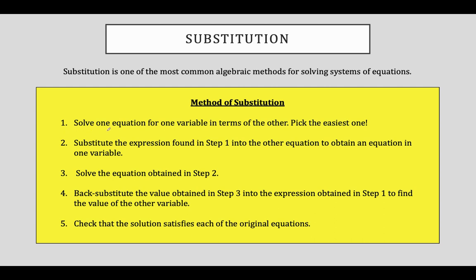Number 1, solve one equation for one variable in terms of the other. Pick the easiest one. 2. Substitute the expression found in step 1 into the other equation to obtain an equation in one variable. 3. Solve the equation obtained in step 2. 4. Back substitute the value obtained in step 3 into the expression obtained in step 1 to find the value of the other variable. And finally, check that the solution satisfies each of the original equations. Plug in your answer and make sure it works out.